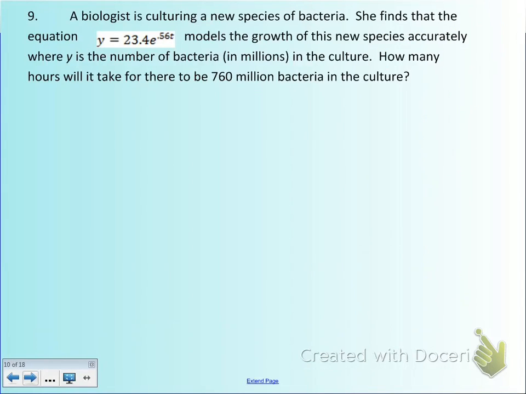Okay, next one. A biologist is culturing a new species of bacteria. She finds that the equation y equals 23.4 e to the 0.56 t models the growth of this new species accurately, where y is the number of bacteria in millions in the culture. How many hours will it take for there to be 760 million bacteria in the culture? So we need to figure out where we want to put things. We're looking for how many hours will it take. So we want to find the time. So that's going to be our variable in the problem. So this 760 is going to go in for our y.